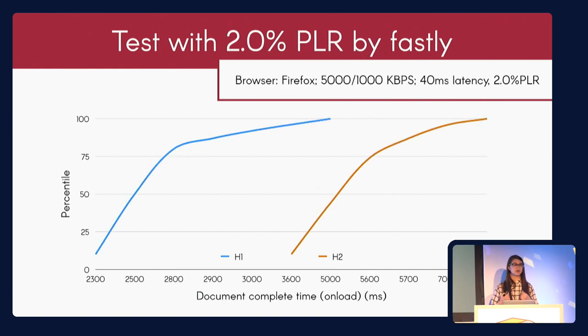Same test, but now with 2% packet loss, HTTP2 performs poorly. The page loads faster over HTTP1. Why is that? Even though HTTP2 eliminates head-of-line blocking at the application level, it still exists at the transport level. Hello TCP. HTTP1 performs better mainly because it's using 6 connections instead of 1 in the browser.